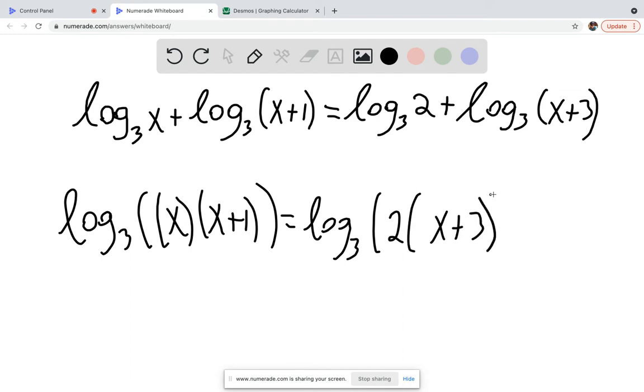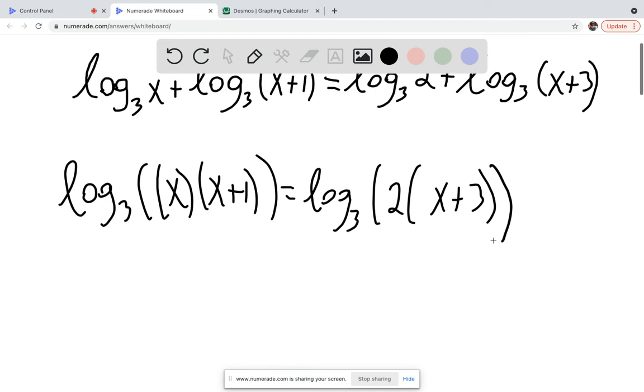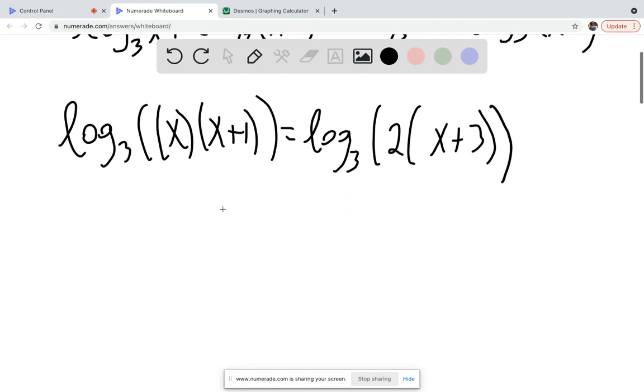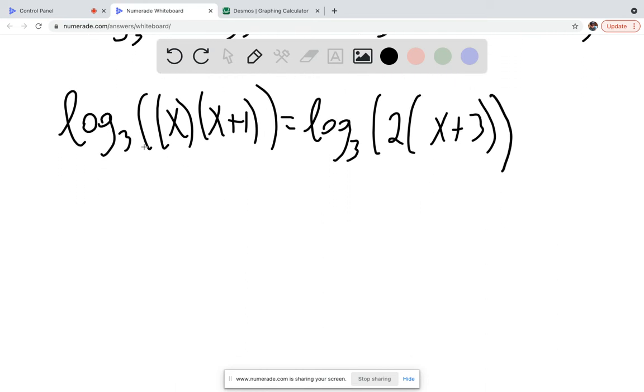Okay, and then, well, we can use the property of logarithmic identity here, where we have log base 3, same base. If these things are equal, that means the arguments here must be equal. That means that x times x plus 1, the x distributes. That's going to be an x squared plus x. That's x times x plus 1 must be equal to 2 times x plus 3.